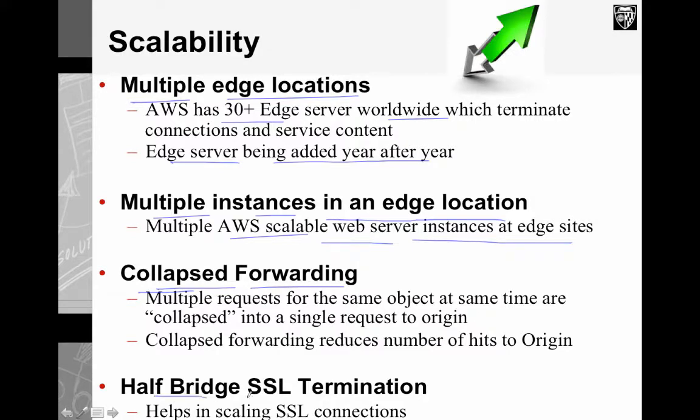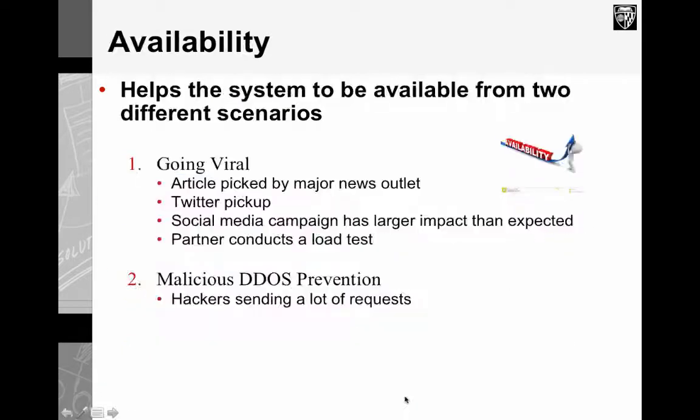And of course, half-bridge SSL termination that we talked about is not only good for performance, it also is great for scalability because now you don't have to have those millions of users terminate their SSL connection into your origin. Rather, it gets terminated right at the edge site, and all the edge site has to do is get the content for you and serve the content, still serve in an SSL fashion. So half-bridge SSL is also great when it comes to scalability.